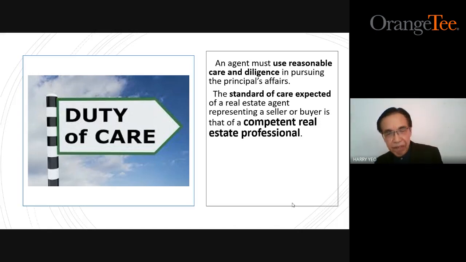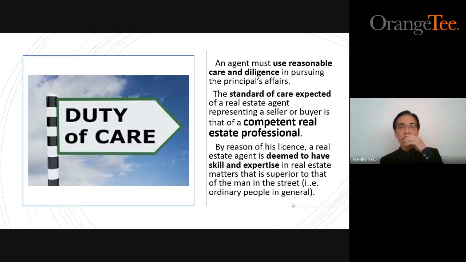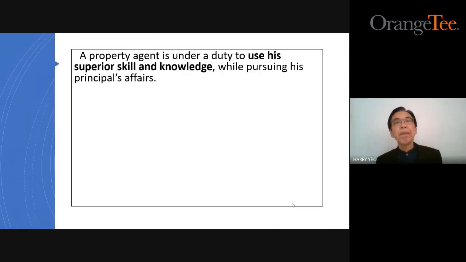Therefore, we must discharge our duty as a competent, knowledgeable, professional agent. Because we are licensed by the Council for Estate Agencies, it means that we have reached a minimum standard of professionalism. We are deemed to have the skill and expertise to discharge our duties. And that's fair. If I appoint you to be my agent, I expect you to be knowledgeable and competent. So a property agent is under duty to use his or her superior skill and knowledge in real estate area while doing the day-to-day work.